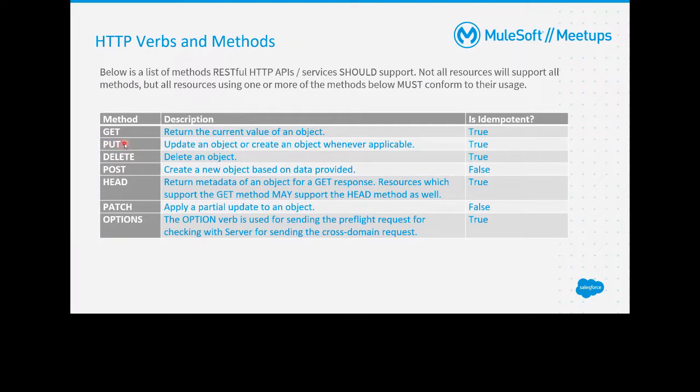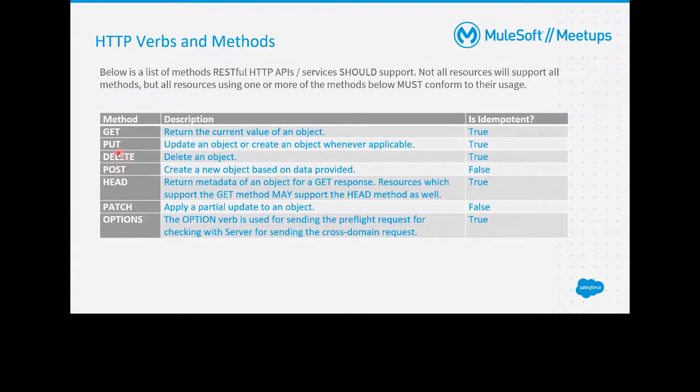Next we have a PUT API. It is used for an update or creation of a resource. Let's say that you fire a PUT API and the resource is already there, then it will update it, and if it is not there, then it will create an object. So that's what PUT does. It often acts as a PATCH or a POST.